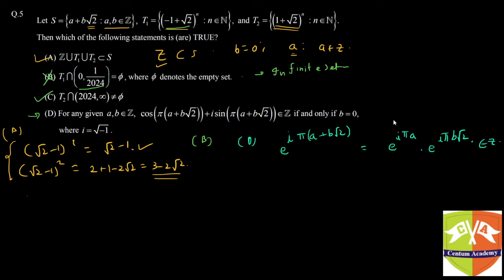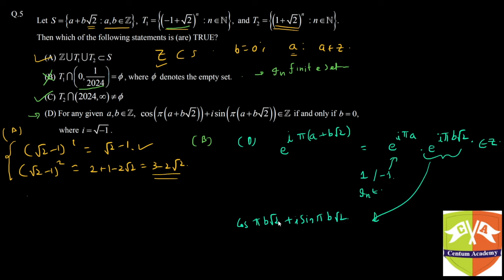So e raised to the power iota pi a, for a belonging to the integers, will always be an integer. What values will it take? It will be cos k pi plus iota sine k pi, so it will be either 1 or minus 1. So this is an integer. The only thing which can make it a non-integer is this e raised to the power iota pi b root 2, because this will be cos of pi b root 2 plus iota sine of pi b root 2. And you will find that if b is an integer and not equal to 0, then it will never be an integer overall.